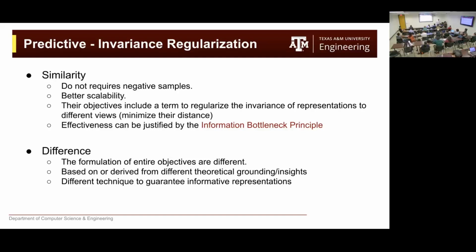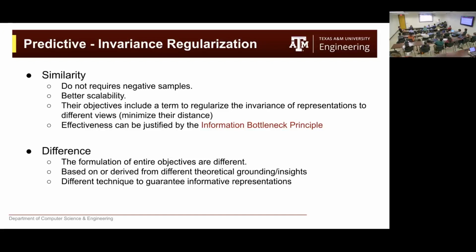So yeah, you find the similarity between all these methods, and their effectiveness can be justified by the same theorem called the information bottleneck. The information bottleneck theorem basically tells us that a good representation should satisfy two properties. The first one is that the representation should contain as much information as possible from the original data. And the second condition is that the representation should be invariant, or robust, to any noise on the input data.